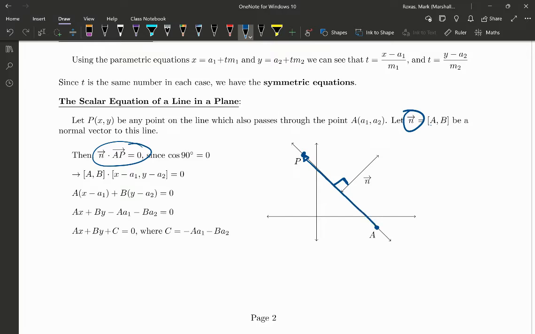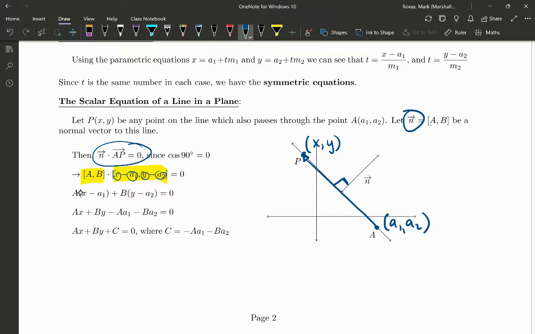If I create that dot product and then multiply it out algebraically, here's what I get. I get the normal vector, capital A, capital B, dotted with the vector created from point A to point P. Remember, point P is just any point on the line, x, y, and point A is a known point on the line, so a1, a2. A1 and a2 are the constants here. If I'm creating the vector from A to P, I'm just taking point P and subtracting point A, and those are the components. And then I multiply them out.